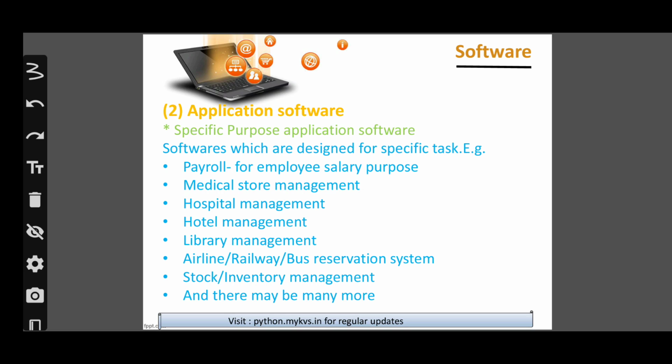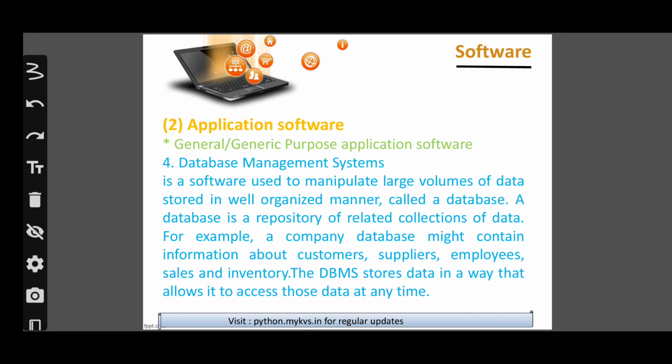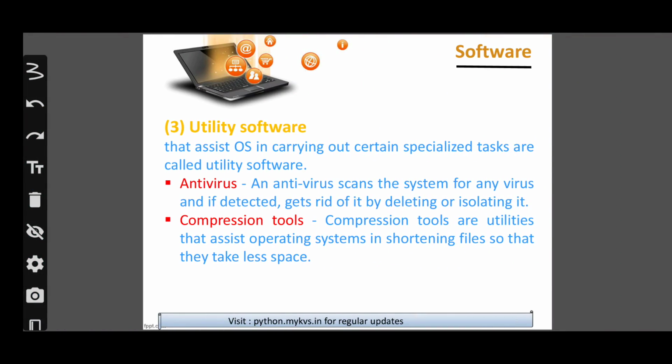In the last class, we went through application softwares. Under those application softwares, we saw some of the softwares that can be used for specific tasks, and we also saw some generic application softwares, meaning general purpose application softwares. So today we will be going through the third part, that is utility software.